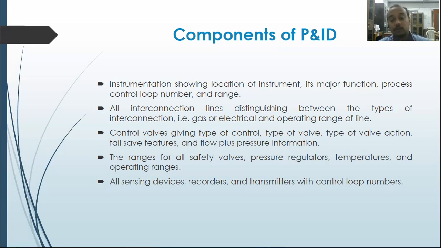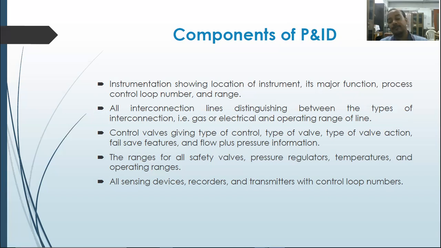Not only that, the final control element, the control valves, will also be there in the pictorial or symbolic representation of a P&ID. From the control valves, we can get information about which type of valve it is, the type of valve action, whether it is to open or to close, whether a fail-safe feature is associated with it or not, and whether flow or pressure information is given. So all the information we can get.